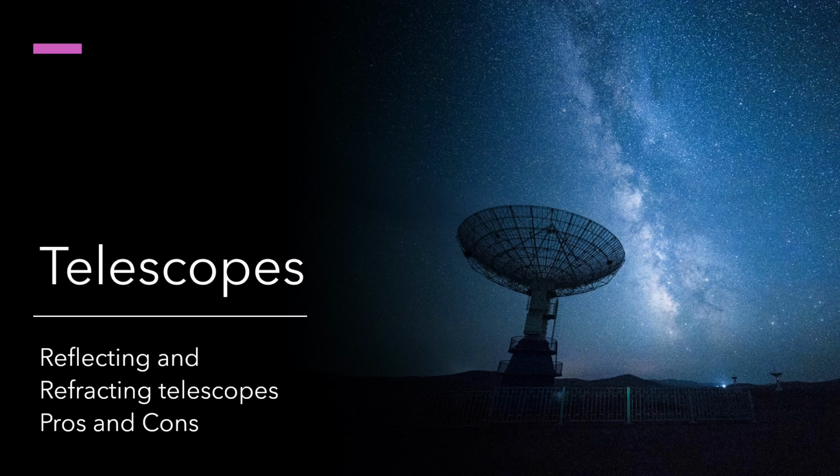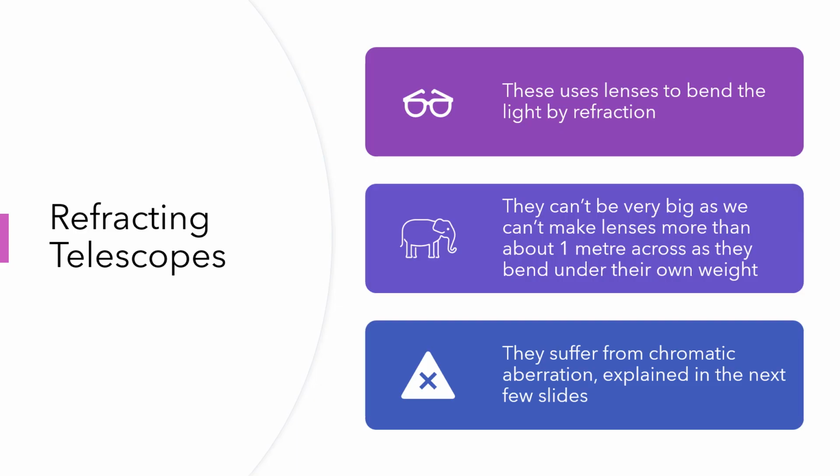Hello and welcome along. Now, it turns out there are two main types of telescope, reflecting telescopes and refracting telescopes. We're going to have a look through the pros and cons. So we'll start with refracting telescopes. Those are the ones that we've kind of discussed so far.